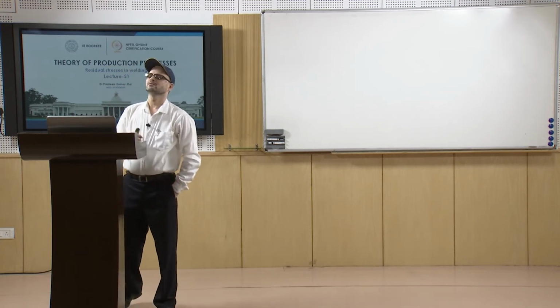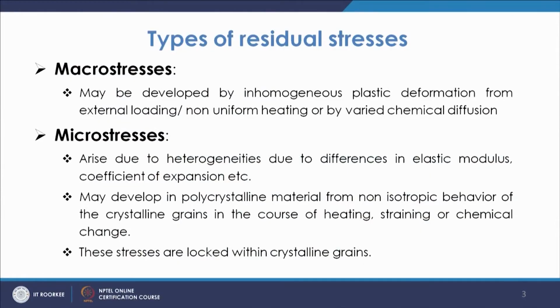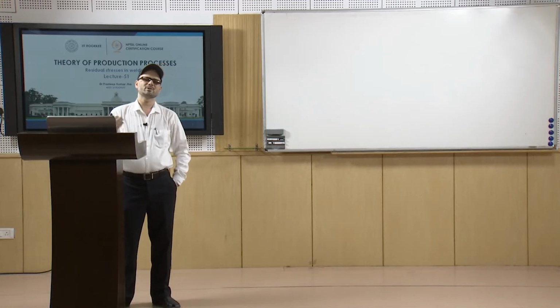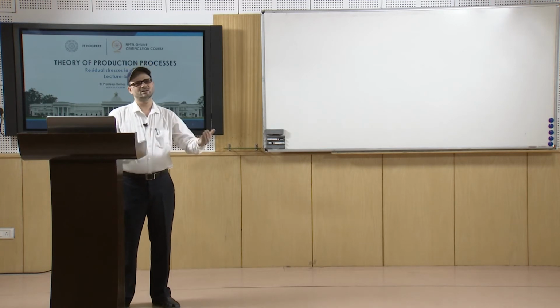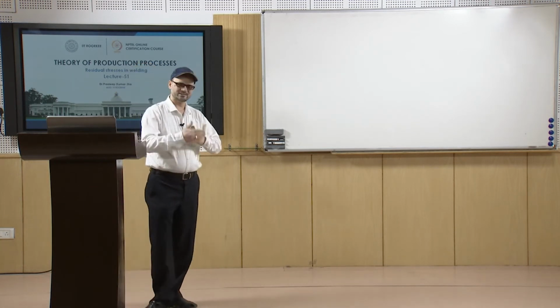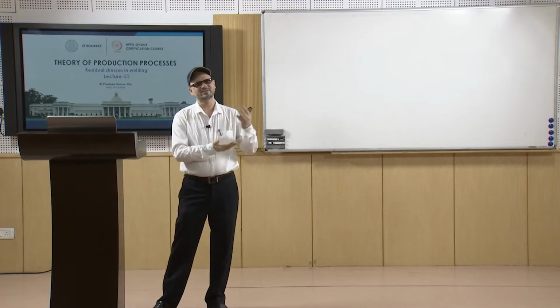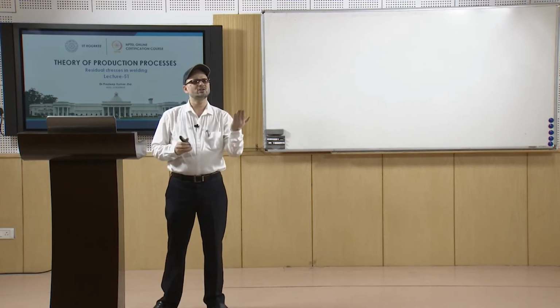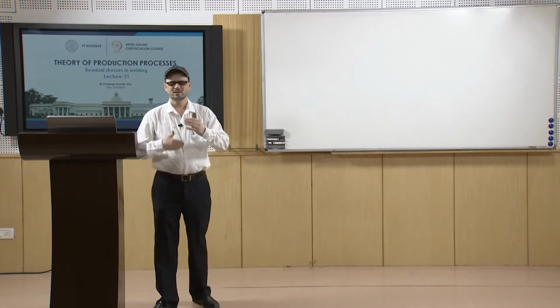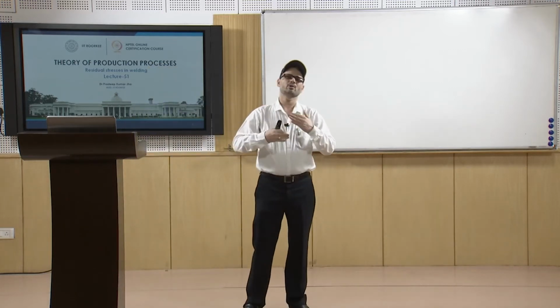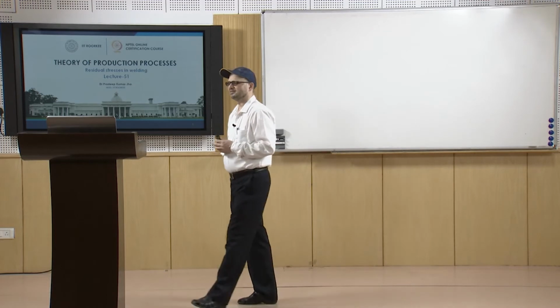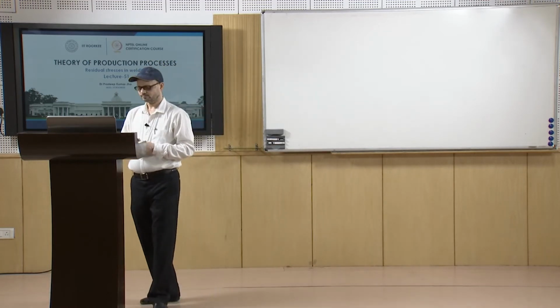Typically we have basically two kinds of stresses that develop, that is macro stresses and micro stresses. Macro stresses will be because of the inhomogeneous plastic deformation, and micro stresses will be because of this. Mainly micro stresses result because of the transformation of phases from one to other, as in the case of welding, where you have the transformation of phase from liquid to solid. Because of the formation of transformational products, you have the formation of these micro stresses.